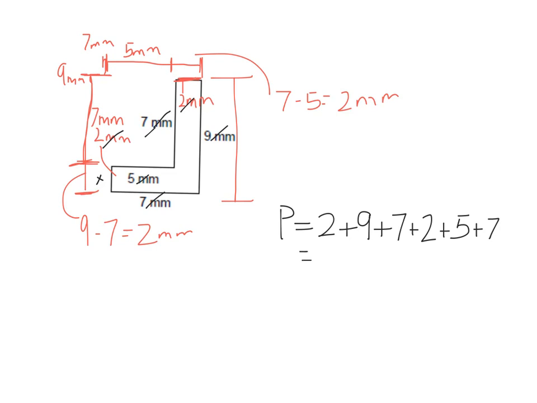2 plus 9 is 11, plus 7 is 18, 20, 25, 32 millimeters. Now, you of course don't have to do it mentally. You can use your calculator to make sure you get the right answer.